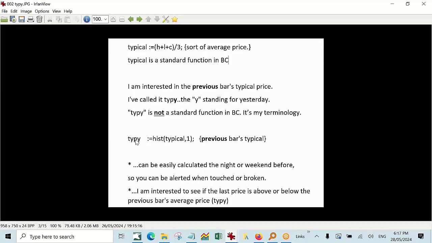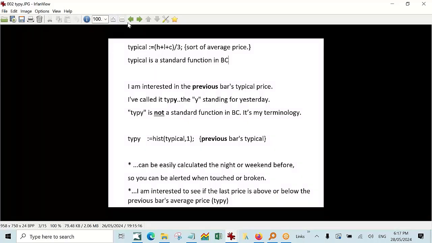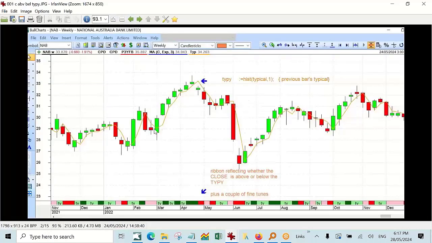It can be calculated the night before. And I'm just basically interested to see if the last price or the closing price today is above or below the previous bar's average price. That's the Tippy. So I'm interested whether the close here is above this line or below it. And I'm also interested where the low is on the chart as well.